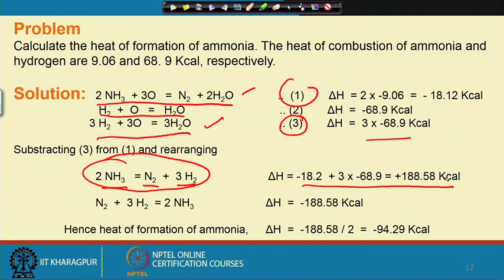188.58 kilocalories. Now, this is the ammonia degradation, but we want to calculate the heat of formation of ammonia. So, it will be the reverse reaction in the other direction, so it will be negative. This is positive in case of degradation, but in formation it will be negative. So, the heat of formation for 2 moles of ammonia is 188.58 kilocalories. So, per mole of ammonia it will be divided by 2, that is 94.29 kilocalories.